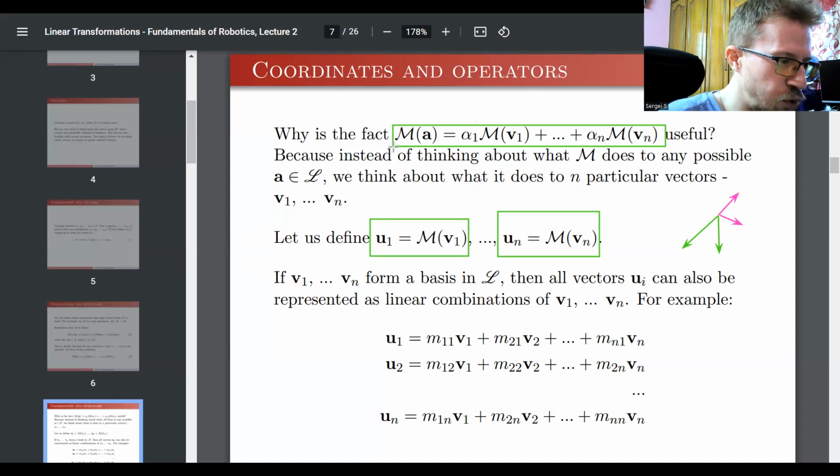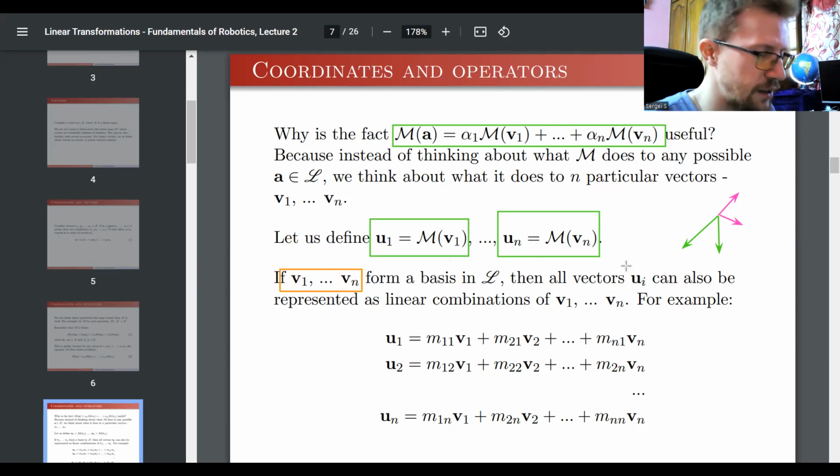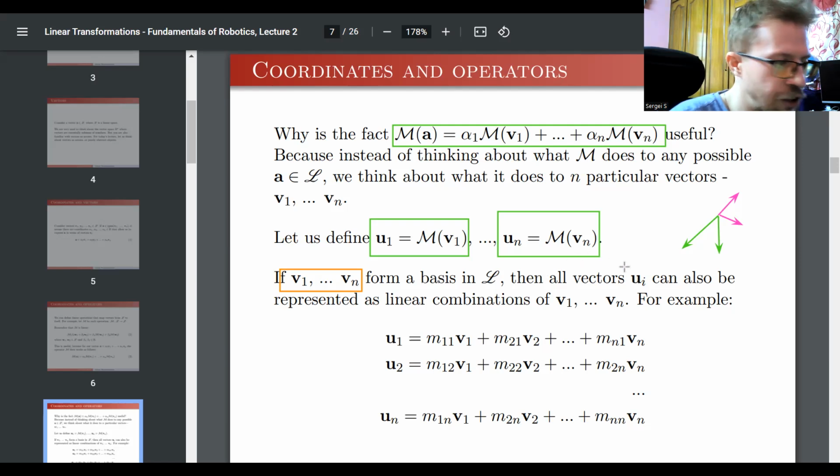Now, here we start to use a little bit more assumptions. If V1, V2, Vn form a basis in L, basis means it spans L, and it is a minimal number of vectors that spans L. So you can say that L is n-dimensional, and V1, V2, Vn span L. Another way to put it is V1, V2, Vn are linearly independent vectors, and they span L. So if those vectors form a basis in L, then vectors U1, U2, Un can also be represented as linear combinations of V1, V2, Vn.